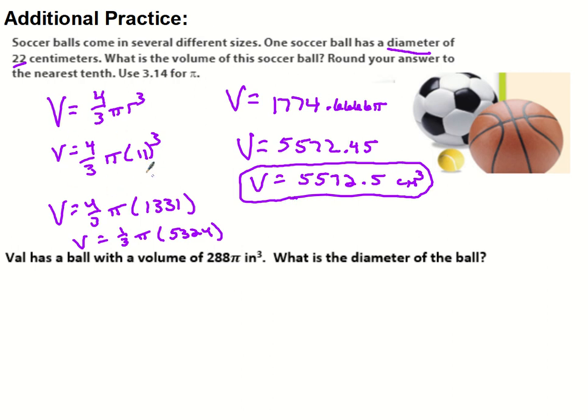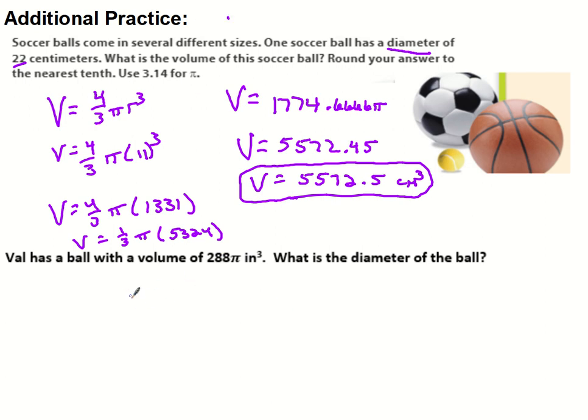Okay, so here's your answer. Volume. I have my formula. I plugged in my radius because it's 11. That's what I got when I cubed it. I multiplied by 4, divided by 3, times pi, and then I rounded, and there's my final answer. We might also have to go backwards, and we might have to be given the volume, and we have to find the diameter. So we're going to look at an example of that right now.